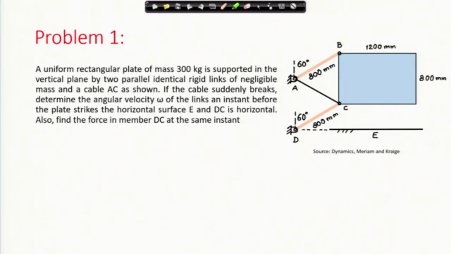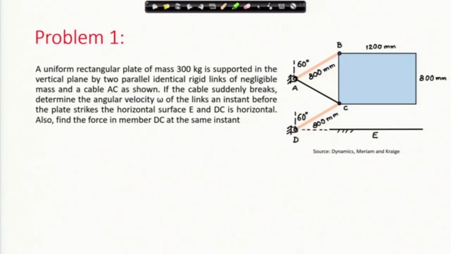If the cable suddenly breaks, determine the angular velocity omega of the links an instant before the plate strikes the horizontal surface E, and DC is horizontal. So, the link DC becomes horizontal just before it strikes the ground. Also find the force in member DC at the same instant.